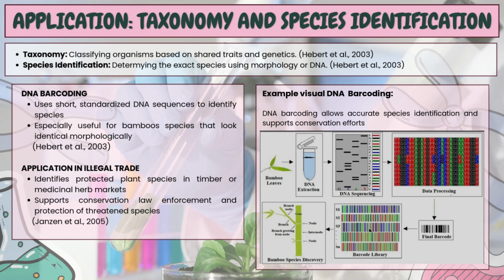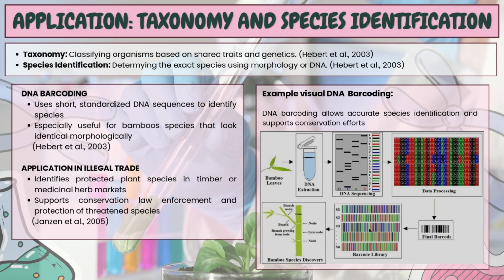DNA barcoding is not just useful for research, it also has important applications in conservation. For example, it can help identify protected plant species that are being traded illegally, whether in timber markets or herbal medicine products. By accurately identifying these species, authorities can enforce conservation laws more effectively and help protect threatened or endangered species from exploitation.